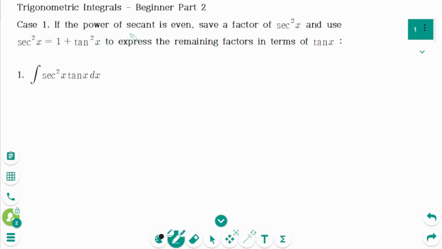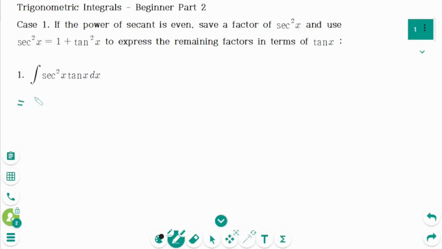This video will cover beginner questions part 2 regarding the topic of trigonometric integrals. Case 1. This is what case 1 explains. Question 1. If the power of secant is even, then save secant square for du.